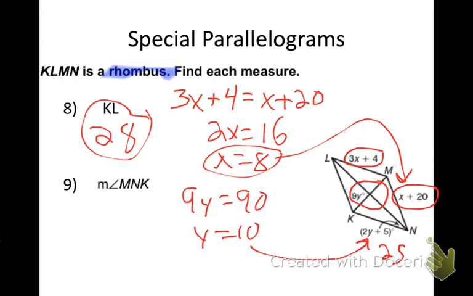However, I want to find angle MNK. MNK is this whole angle right here. So I then need to take 25 times 2, or 25 plus 25, either way you look at it. And MNK gets me an angle of 50 degrees. Now that is a multi-step problem. You will have one just like that in your assignment. All right? Recognize, in a rhombus, the angles in the middle are all perpendicular. They're all going to be 90 degrees. That's one of the properties.